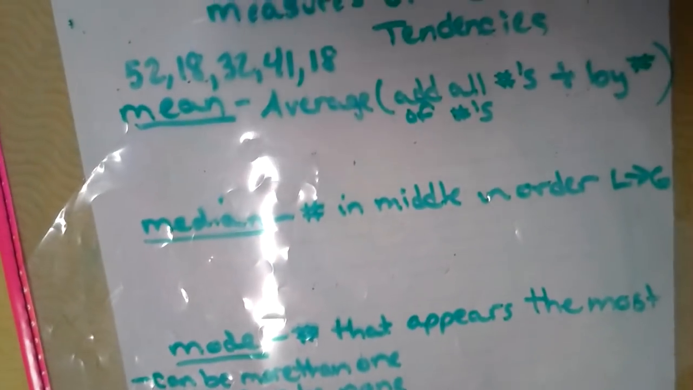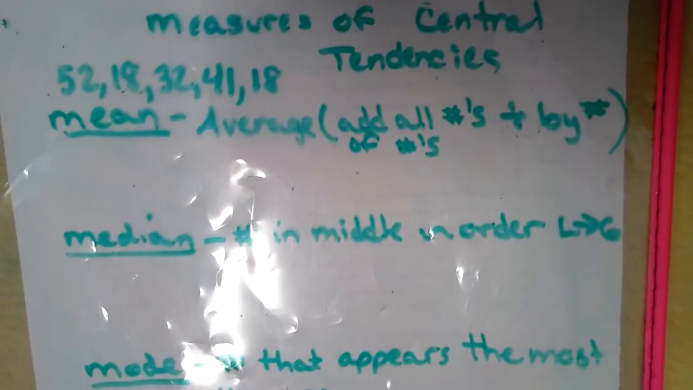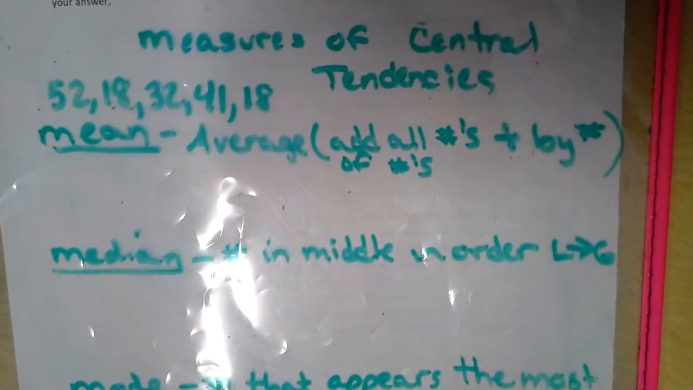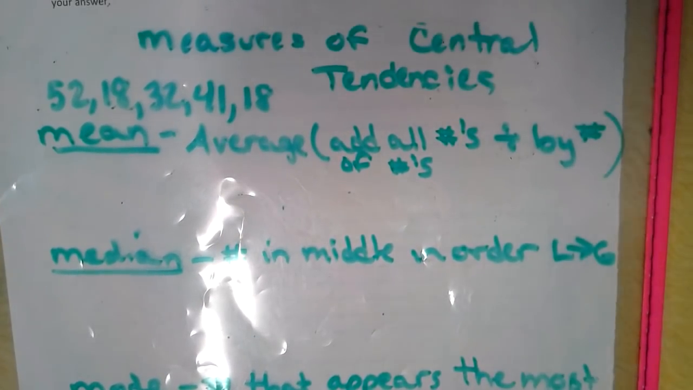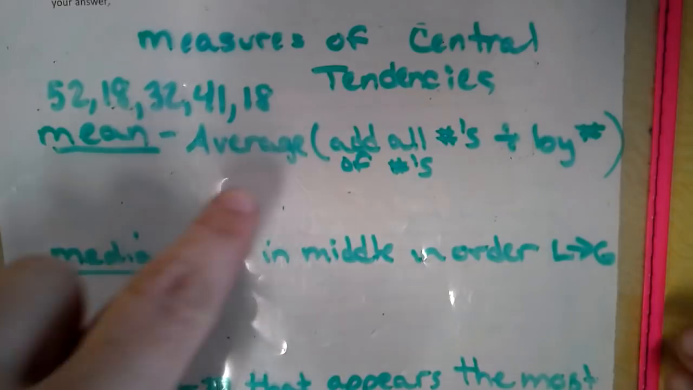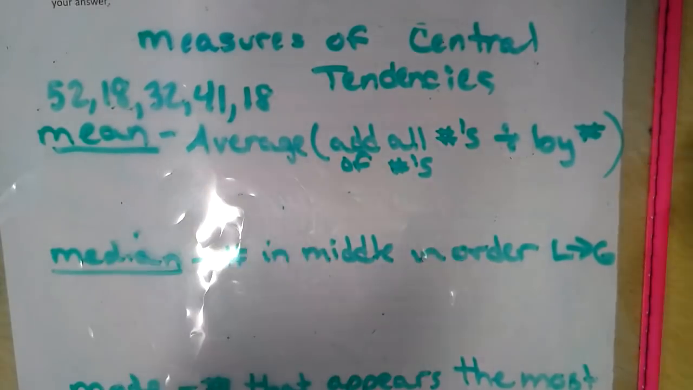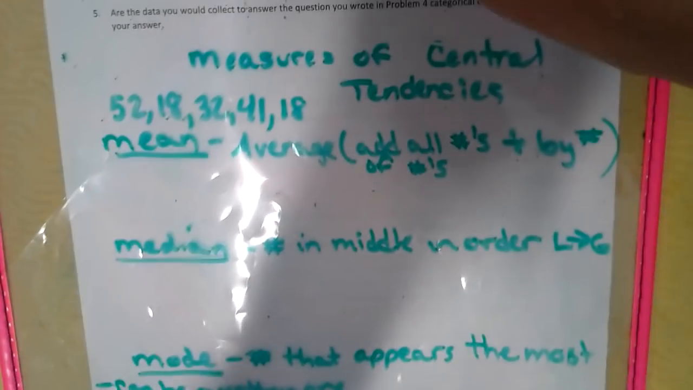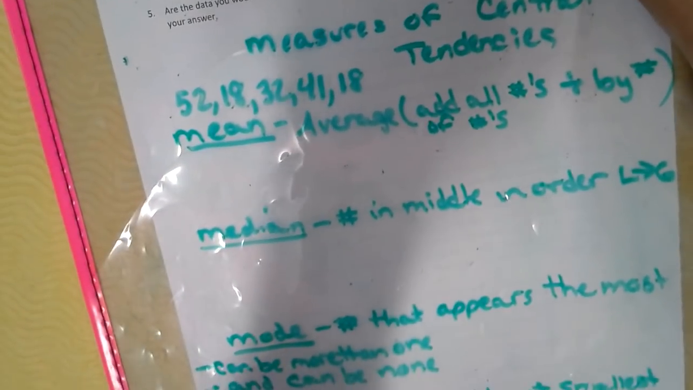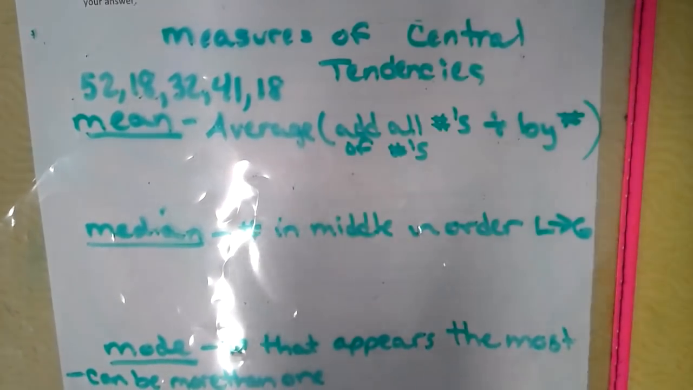Hello, this is Mrs. Bobby, and we are going to be doing a lesson on measures of central tendency. So, yes, there's a little bit of a glare right in this section, but for the most part, you should be able to see it fairly well. Now, we will move it around so you can see the lower section.